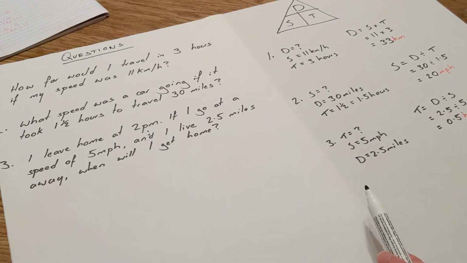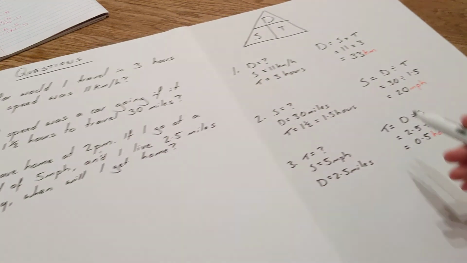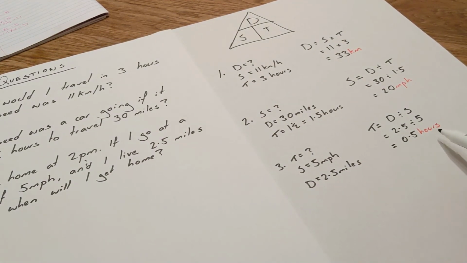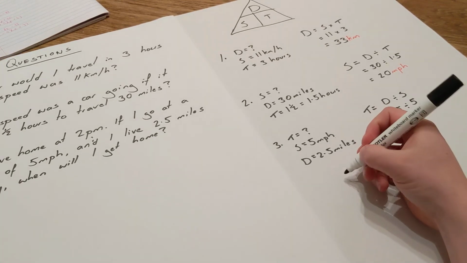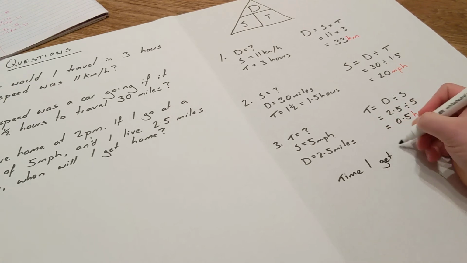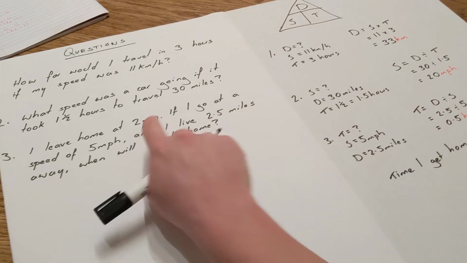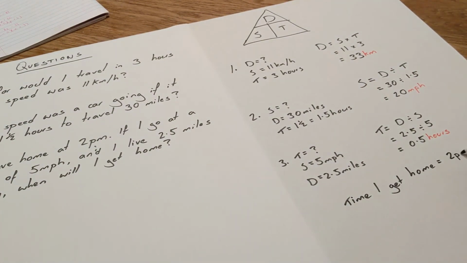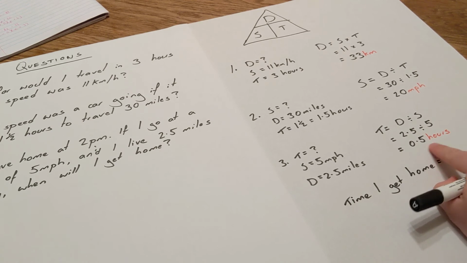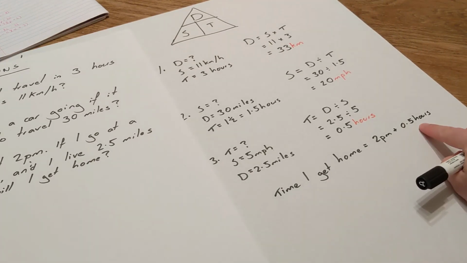So what we then need to do is do another little sum. So if I left home at 2 p.m. and my journey took 0.5 hours, what time would I get home? So my time I get home will equal the time I started at, 2 p.m., plus half an hour, okay? Plus 0.5 hours.